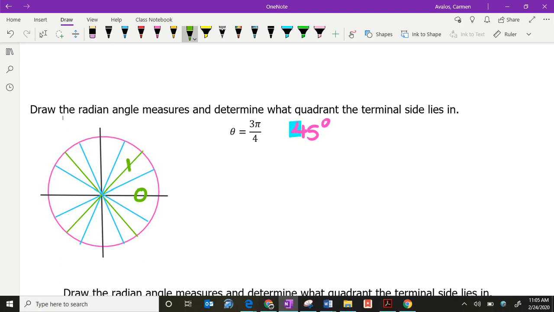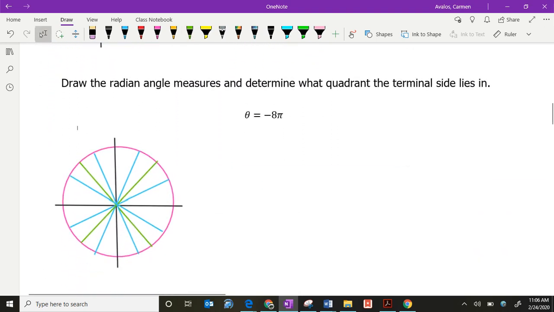Then this is pi over 4, 1 pi over 4, and then 2 pi over 4, and then 3 pi over 4. I could continue going around, 4, 5, 6, 7, and 8 pi over 4, which is 2 pi, but I don't need to go that far. I could stop right here, and that is where the quadrant is going to be quadrant 2, and it is 135 degrees.